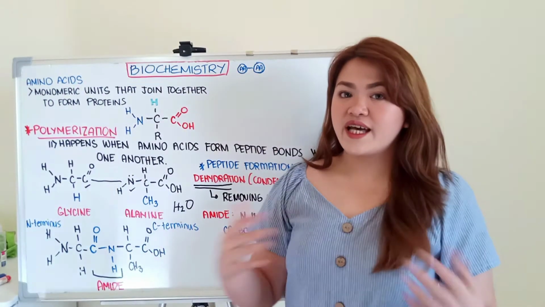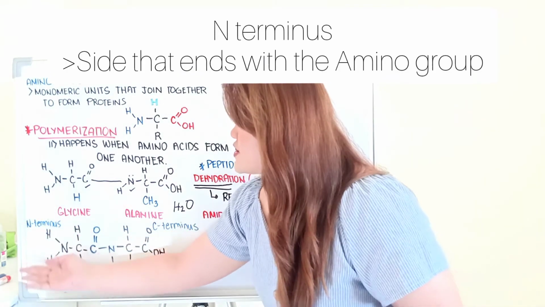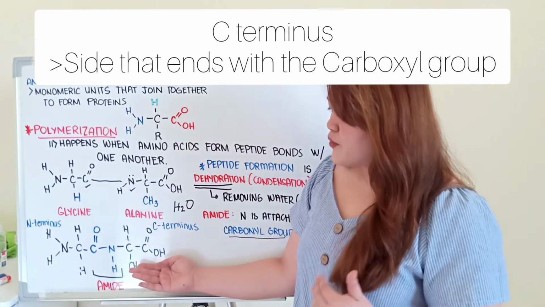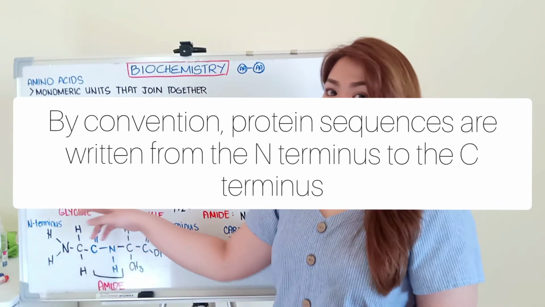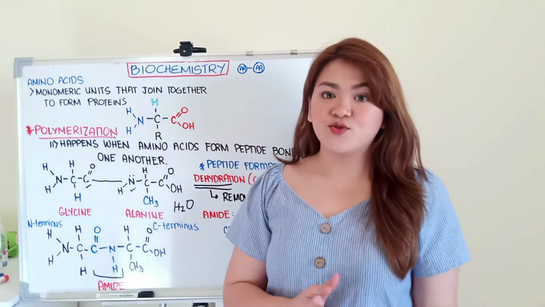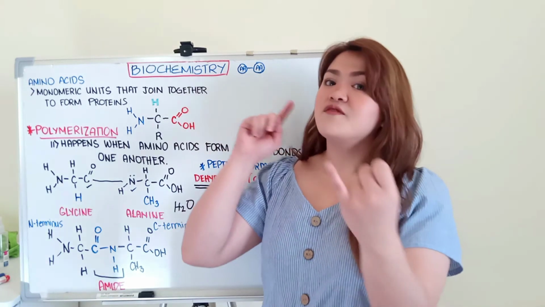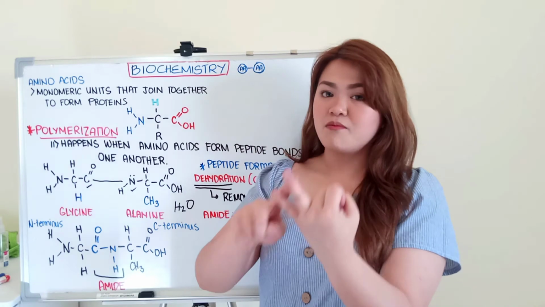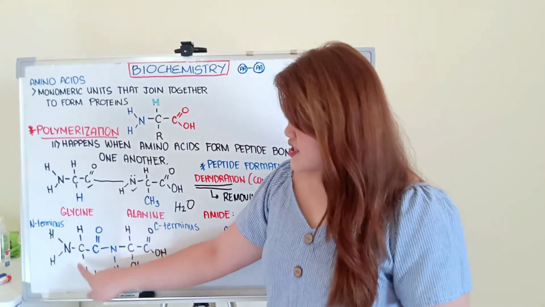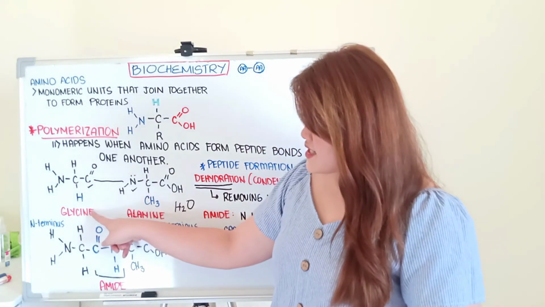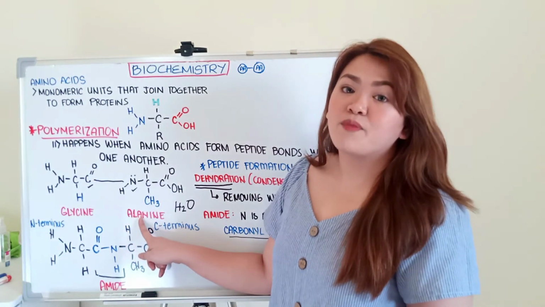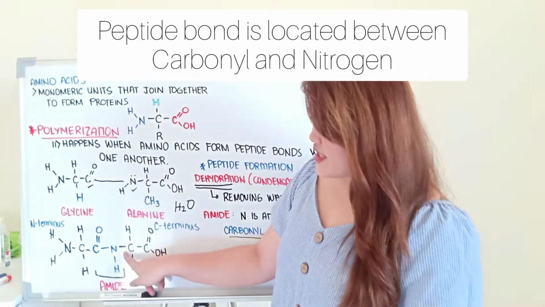Kung mapapansin nyo in any peptide, there will be an N-terminus which is the side that ends with the amino group and C-terminus which is the side that ends with the carboxyl group. Wherein each monomeric unit is called a residue. So, dapat we can still differentiate individual residue as well as locate the peptide bonds. So, here, ma-recognize natin yung residue by its R group or side chain. Since we have hydrogen lang, that's glycine, and here we have a methyl group, kaya alanine. So, paano natin malalaman nasan yung peptide bond? It's between carbon and nitrogen.